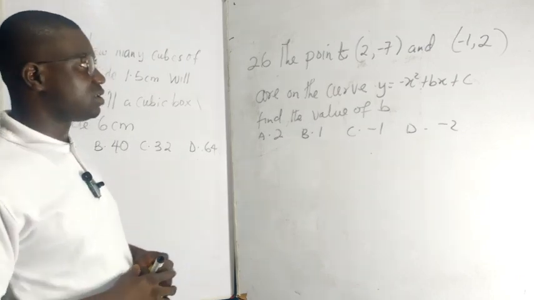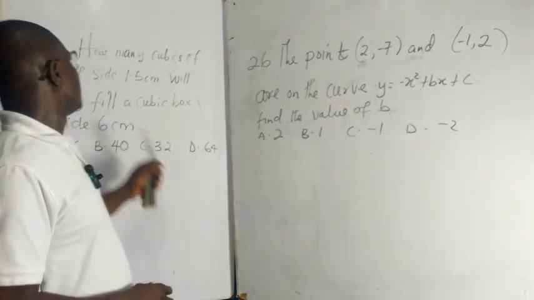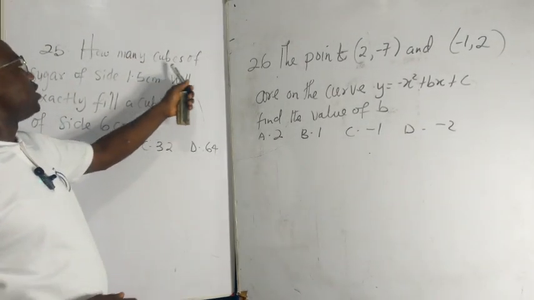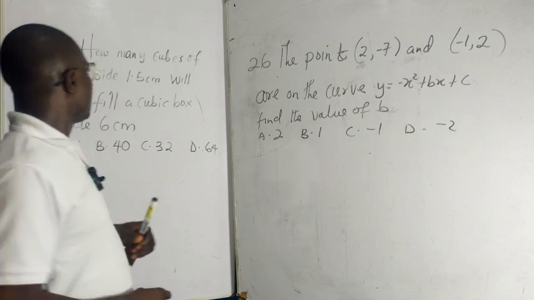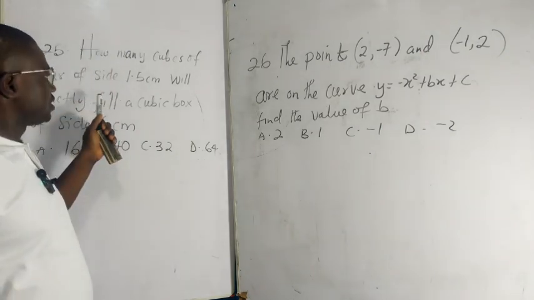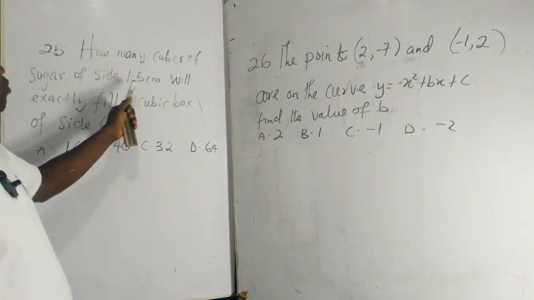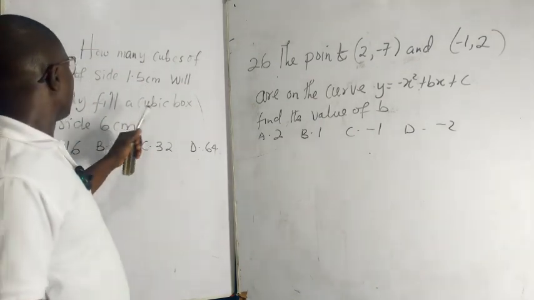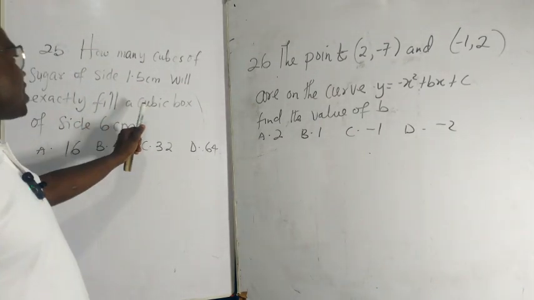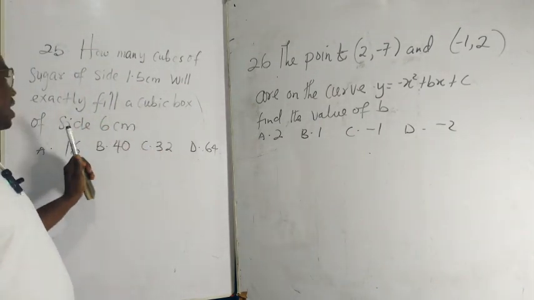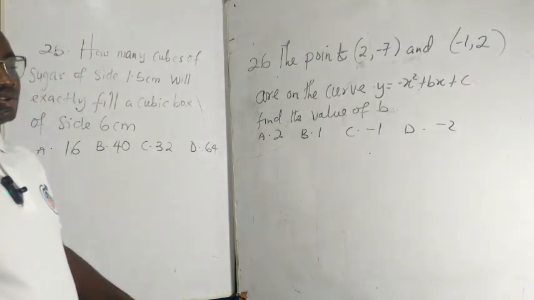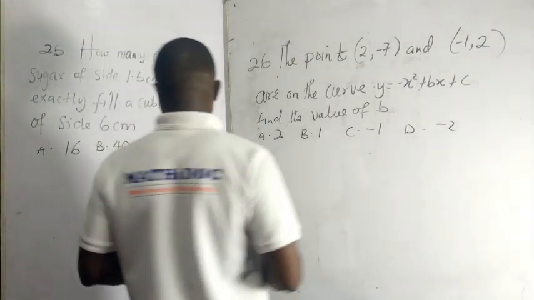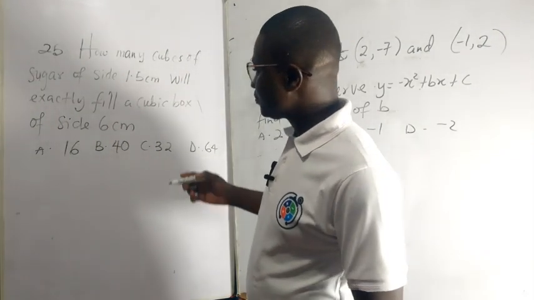Now let's look at question 25. How many cubes of sugar of size 1.5 will exactly fill a cubic box of size 6 centimeters? So in this case, let's look at this question.